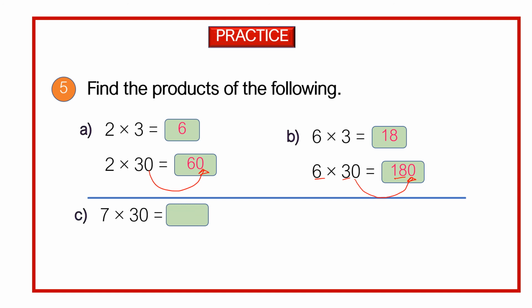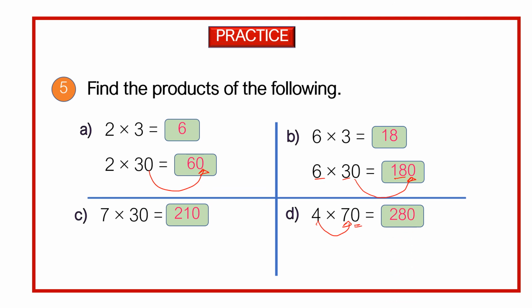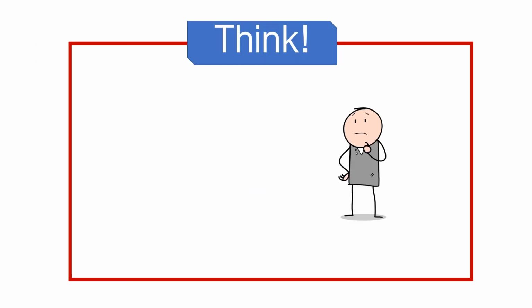So what about 7 times 30? That will be 210. What about 4 times 70? Simply get 4 times 7, get 28, and then write a 0 in the ones place. So we get 280. So student, I want you to think.